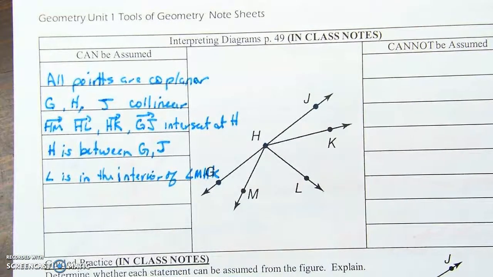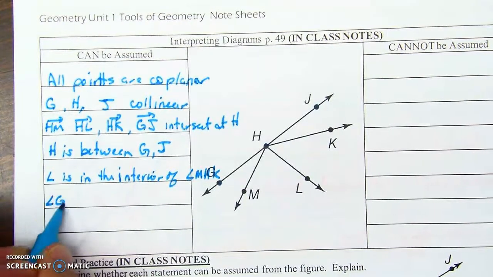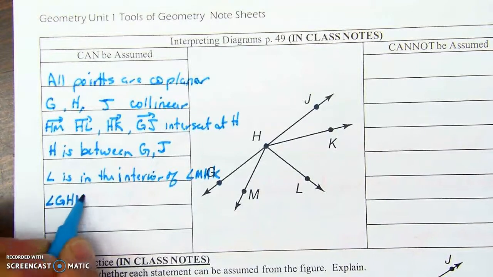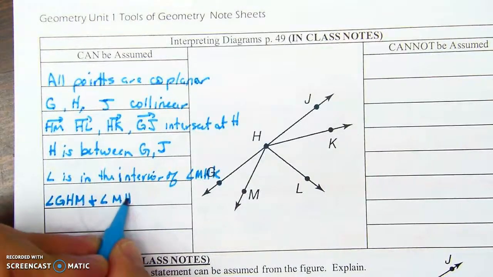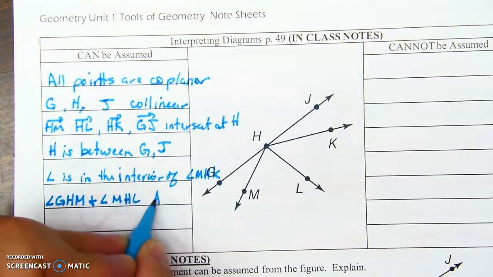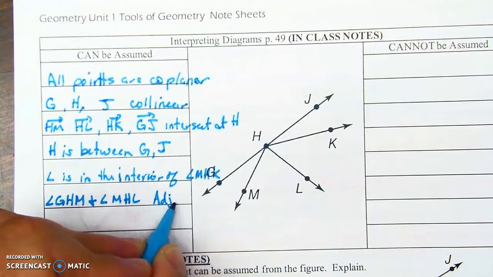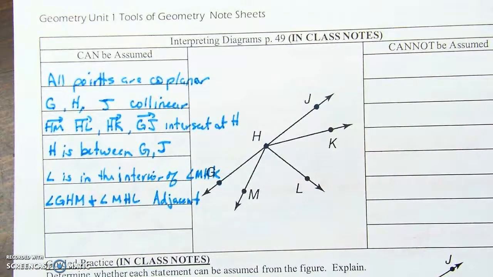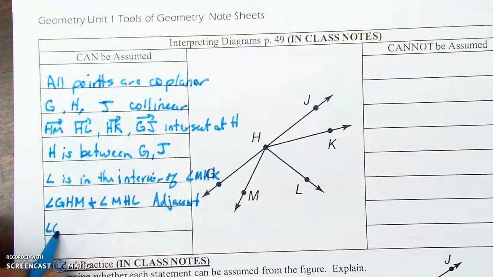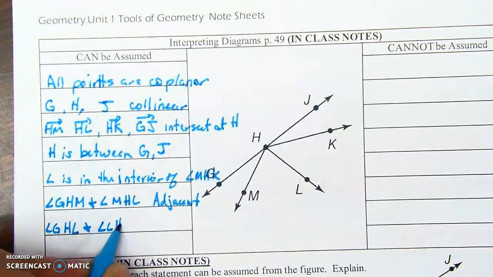So I apologize for writing over the top of that. My handwriting's so big. We can also say that angle GHM and angle MHL are adjacent. We can also say that angle GHL and angle LHJ are a linear pair.